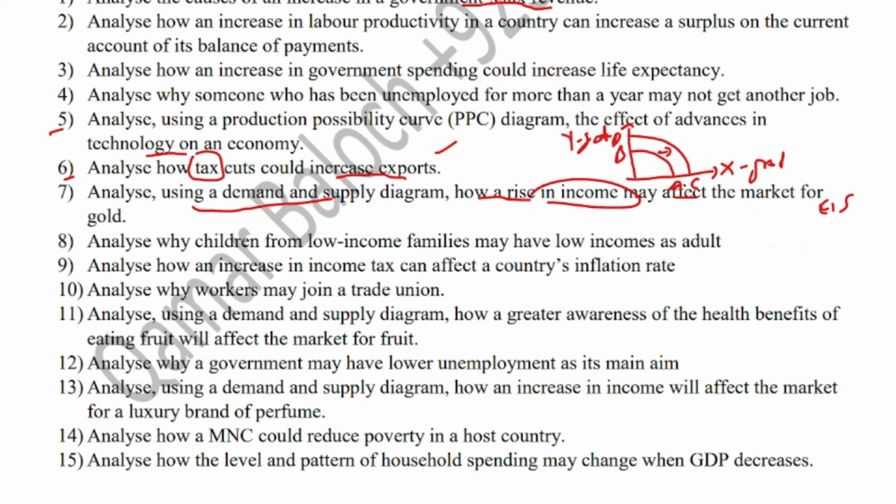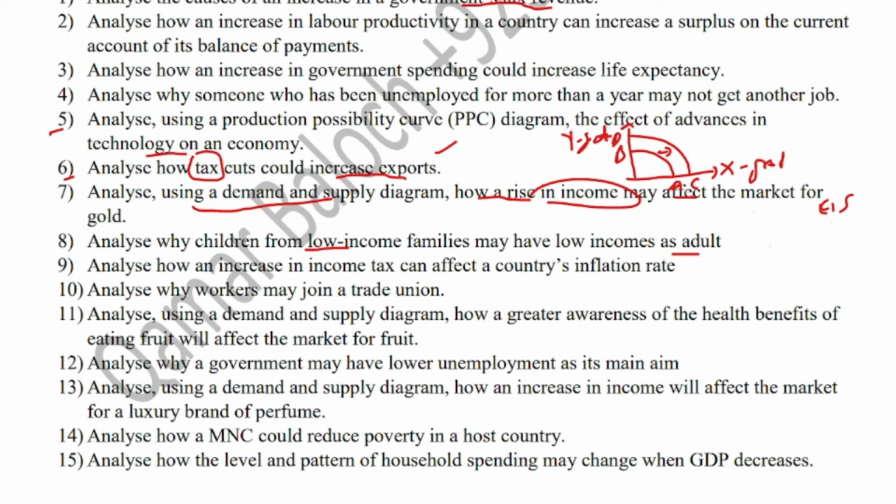Now moving to question number 8, analyze why children from low income families may have low incomes as adults. Generally it happens that the son of a poor man remains poor and the son of a rich man remains rich. It is a general thing that we observe. But exceptions are always there. In this case we will try to justify that children from low income families have low income as adults.